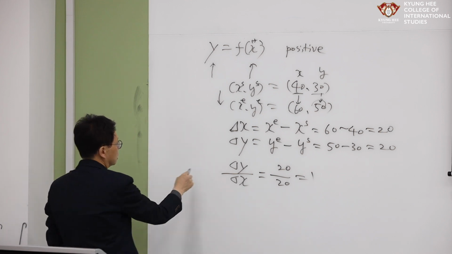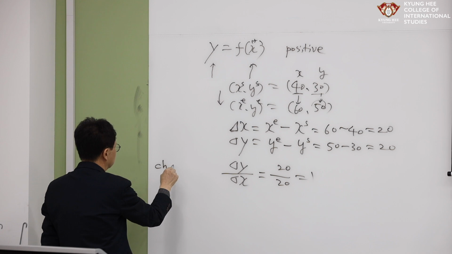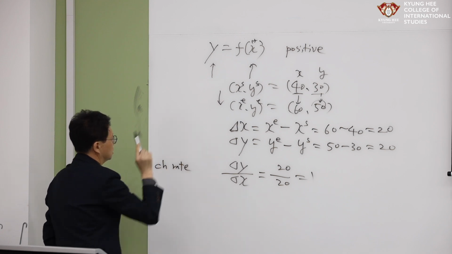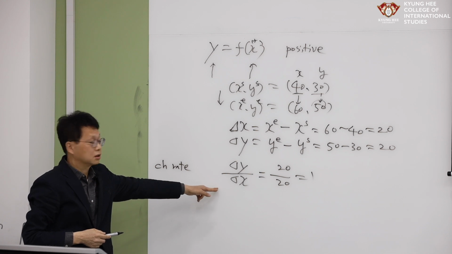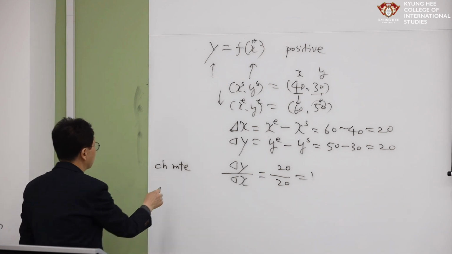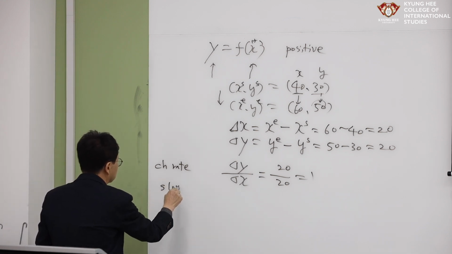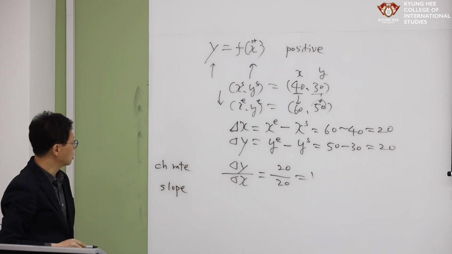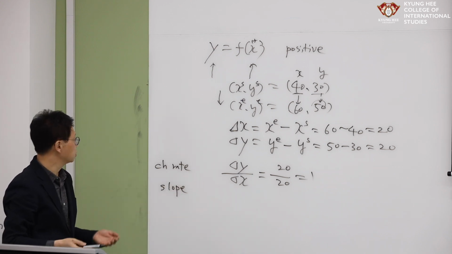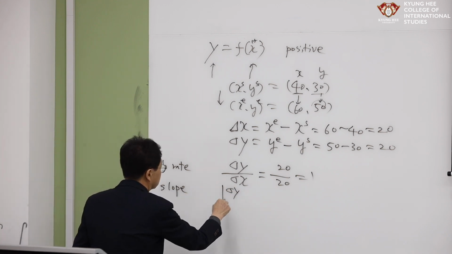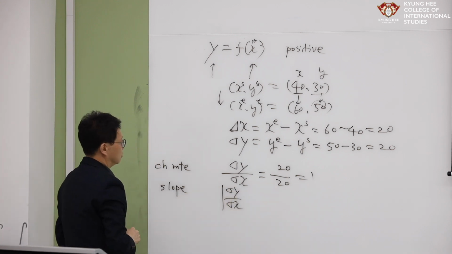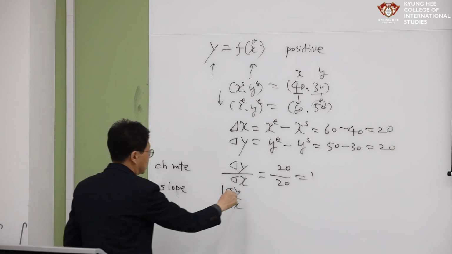Changing rate. That is, we say changing rate. Definition of changing rate: change in y over change in x. And I'd like to introduce slope. Definition of slope is the absolute number of the changing rate. Okay? So the absolute number of the changing rate, change in y over change in x.